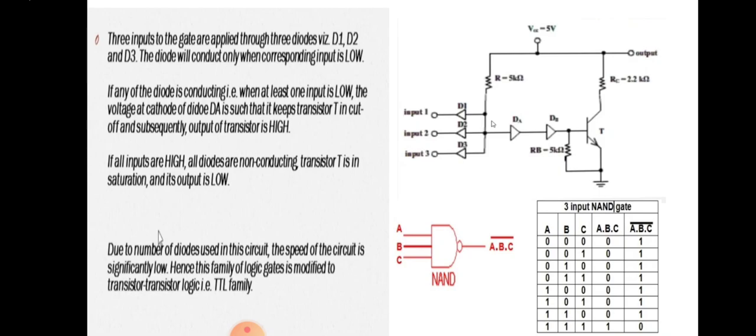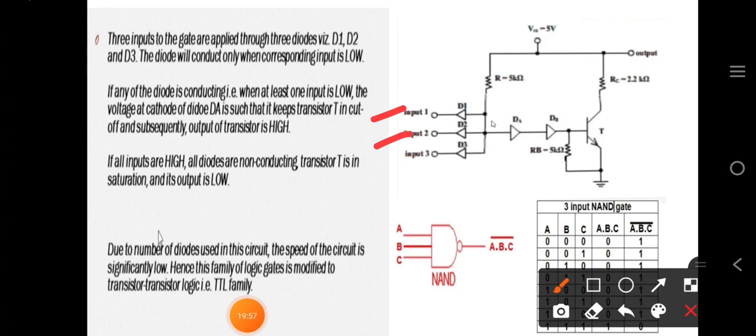As we know, this DTL can be used to construct the NAND gate. So we have taken here the NAND gate truth table and the logic diagram of the NAND gate. Here we have three inputs A, B, C and the output is (A·B·C)', as it is a NAND gate. Now we will see one by one. Three inputs to the gate are applied through three diodes D1, D2 and D3. Here from the figure you can see 3 inputs 1, 2 and 3. They are going in through the diodes D1, D2 and D3. The diode will conduct only when the corresponding input is low.